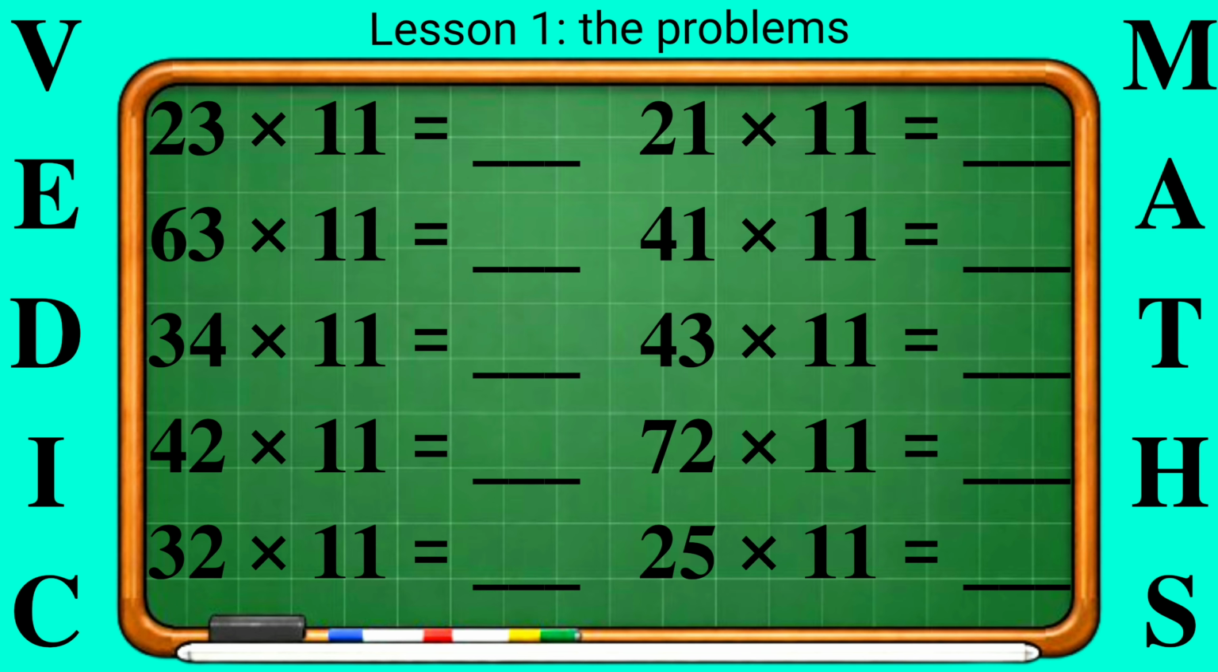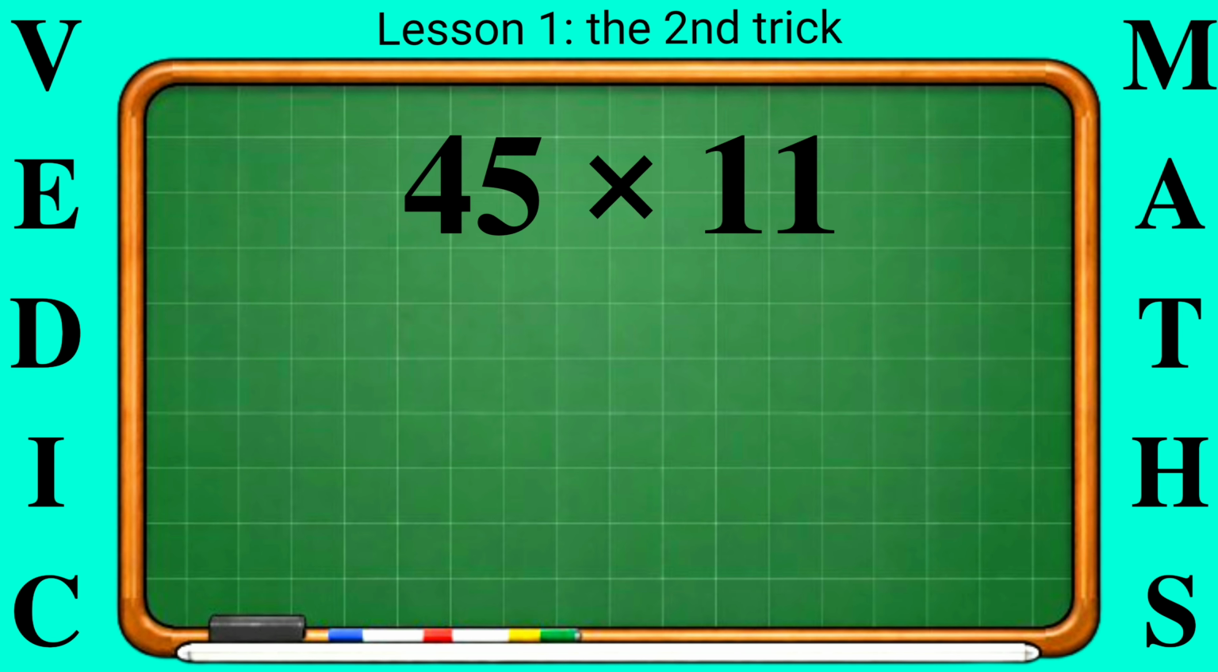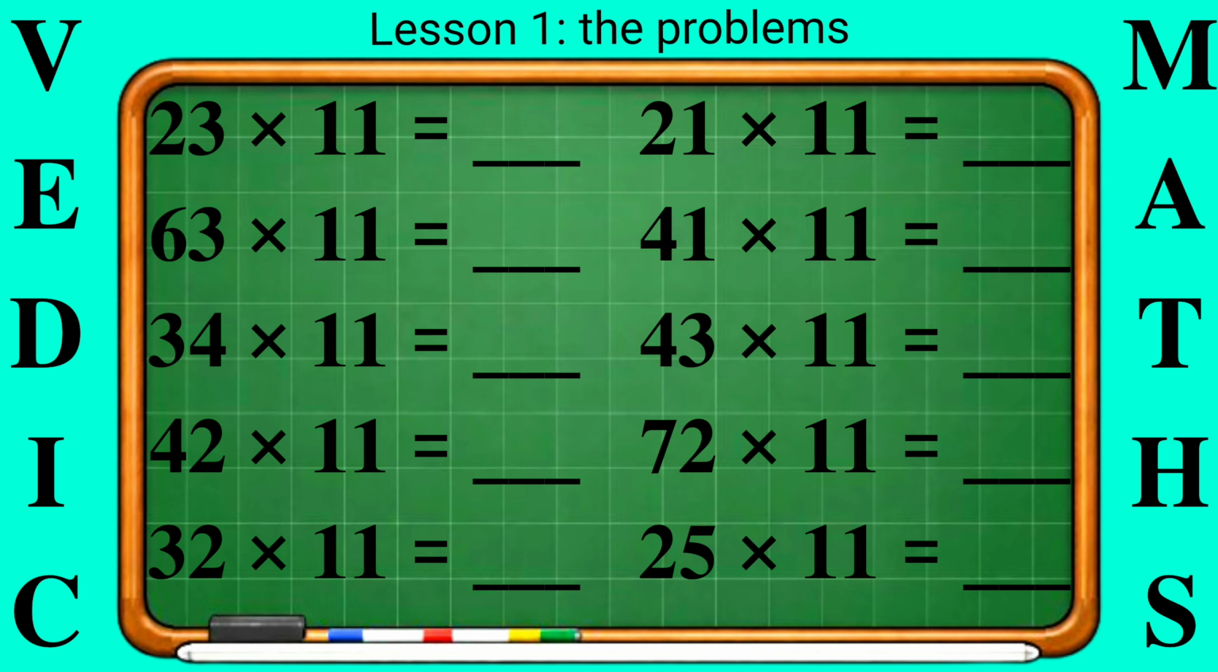You can try those examples by yourself. Let's just do another example again. First we split the digits, then we put the sum of the digits in the middle, and done. So the answer is 495.